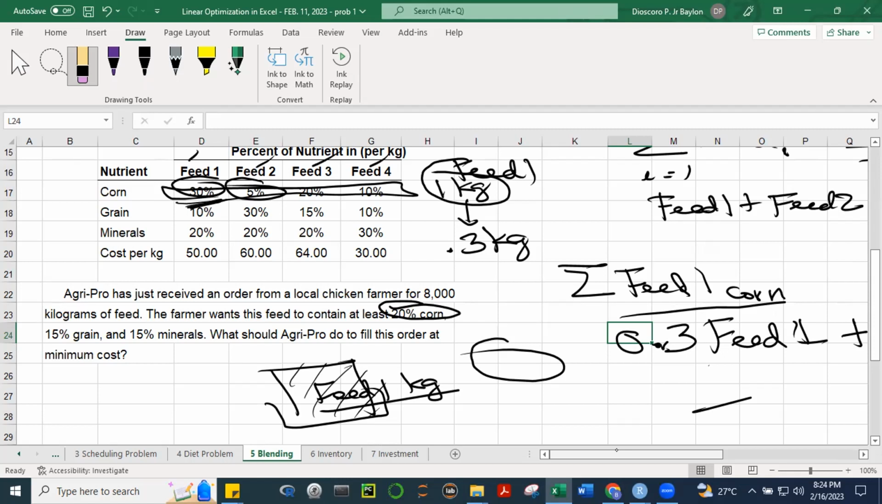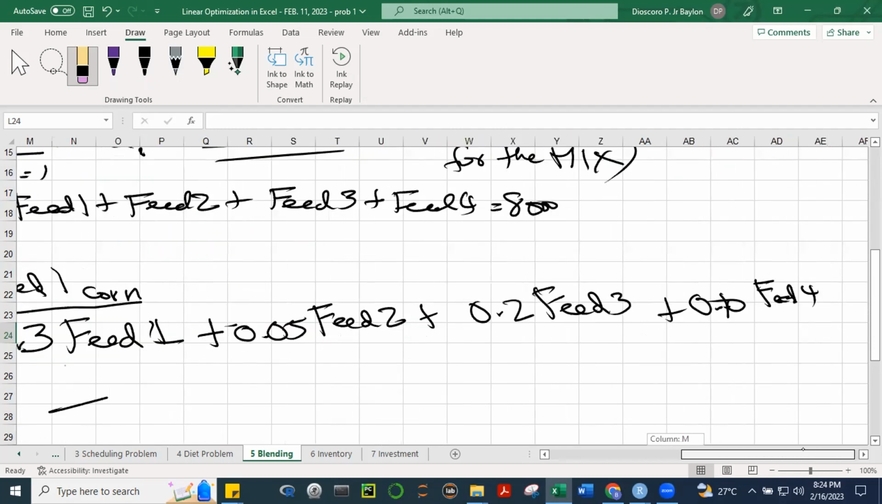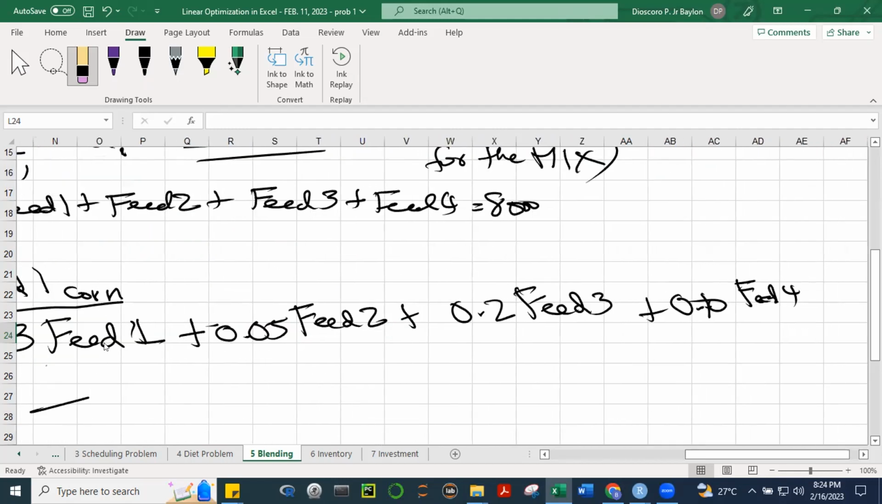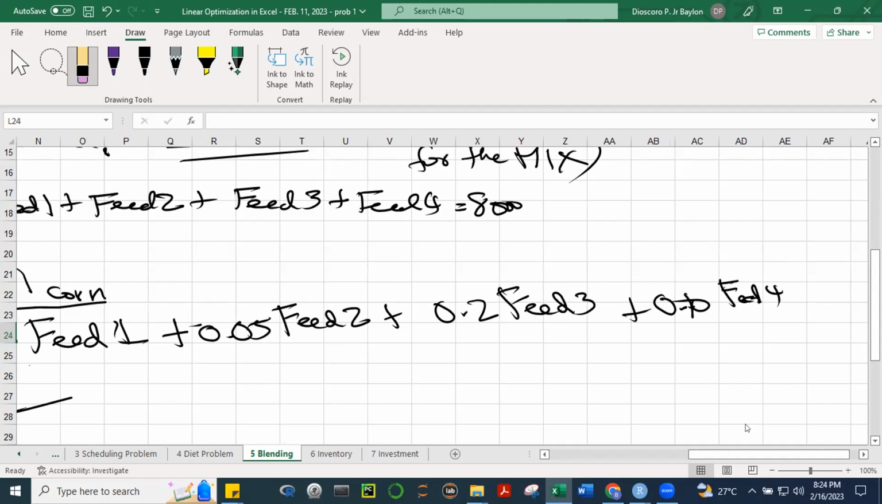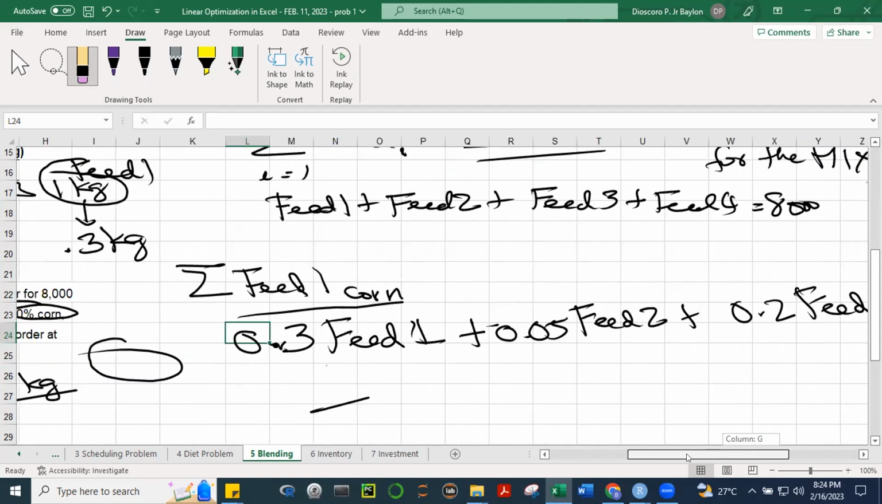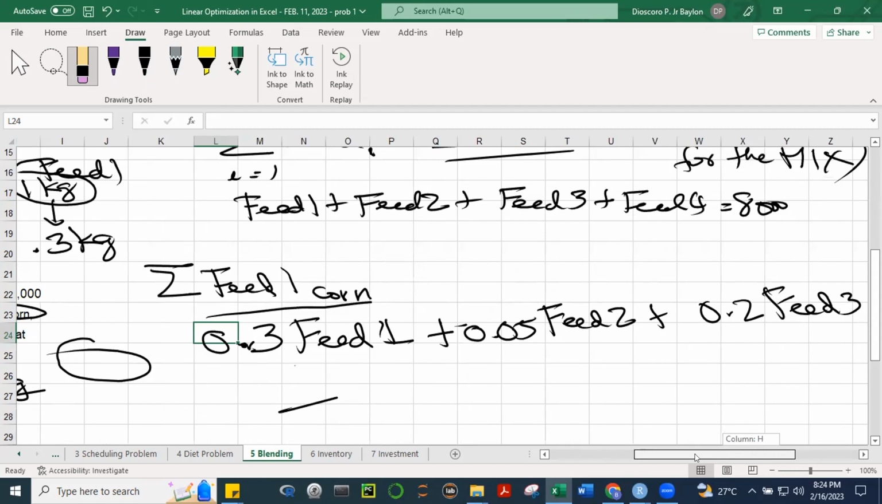It's a percentage, sir. Okay, so we need to divide it by the total number of kilograms of all the feeds to be used. But wait, let's take a look at the corn requirement. Ilang percent daw yung corn? 20%. Okay, so how do we put that in an equation here? How do we now present this as 20% corn? This will only give us the total kilograms of corn, right? How do we now present this to be 20%?